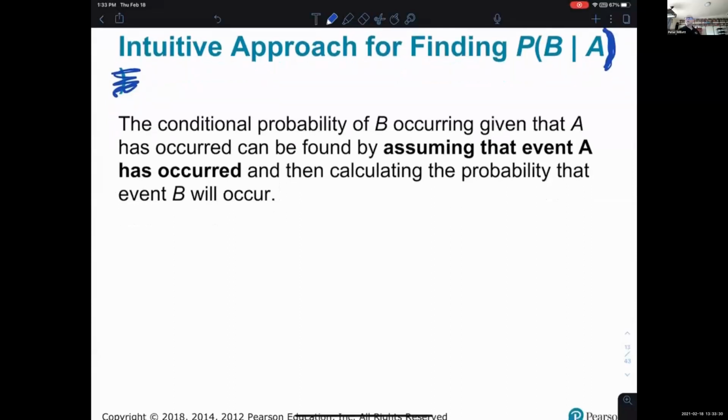So let's use the coin toss example that I just gave. So you toss a coin twice, and there's 4 possibilities, which I'm quickly drawing here.